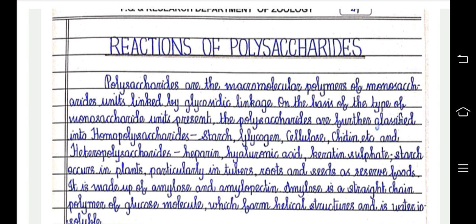On the basis of the types of monosaccharide unit present, the polysaccharides are further classified into homopolysaccharides, such as starch, glycogen, cellulose, chitin, etc., and heteropolysaccharides, such as heparin, hyaluronic acid, keratan sulfate. Starch is a homopolysaccharide.